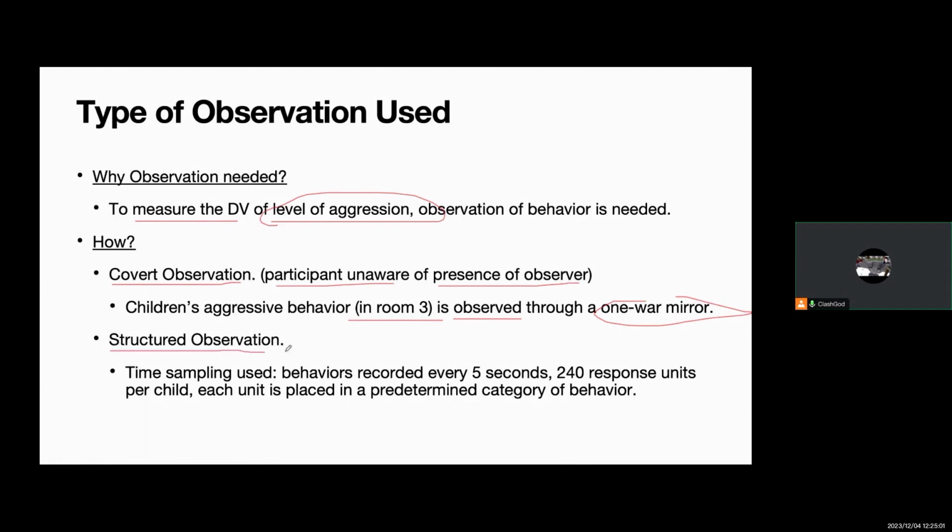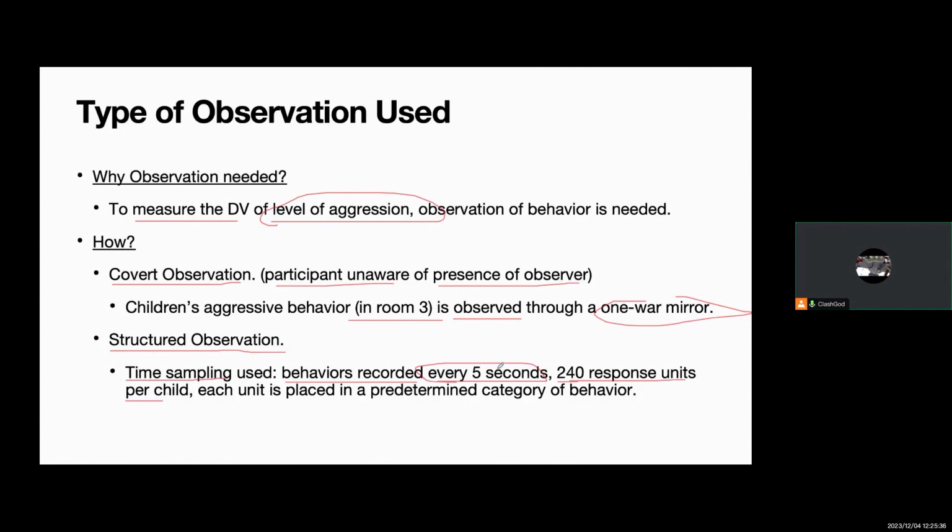It is also a structured observation. A characteristic of a structured observation is time sampling, and I'll also explain what a structured observation is through this time sampling. Time sampling means that behavior is recorded in regular intervals of time. For example, behaviors are recorded every 5 seconds, a regular interval of time. And in total, 240 of these 5-second intervals, so 240 response units, are observed and recorded per child.